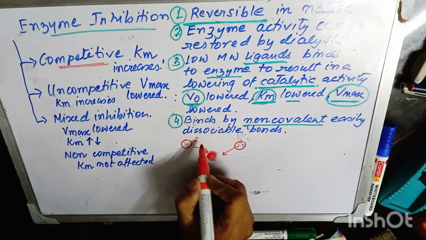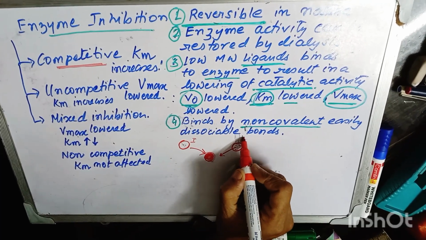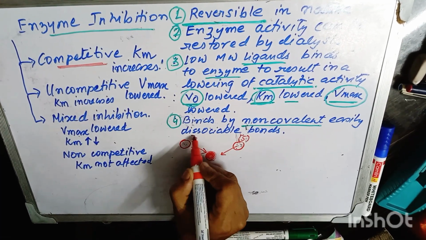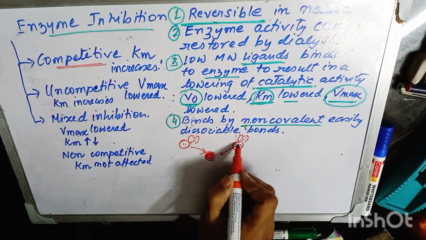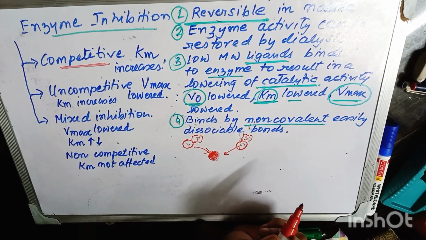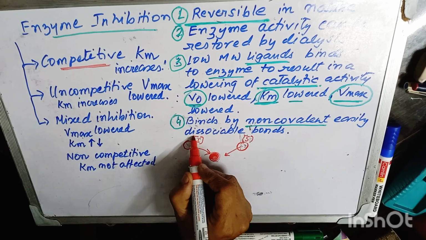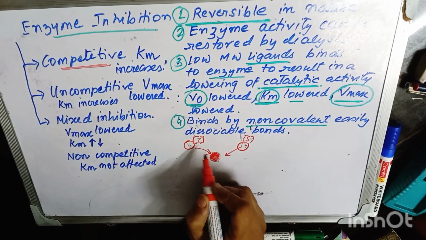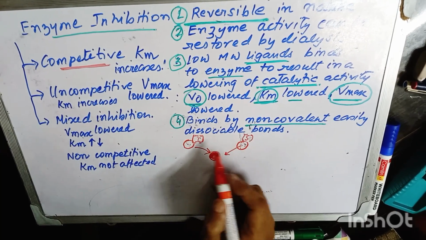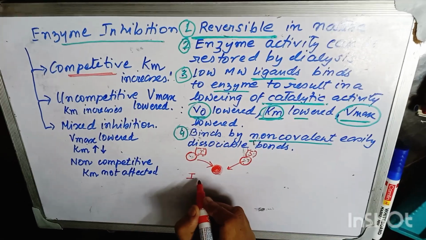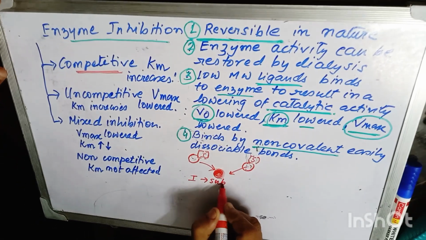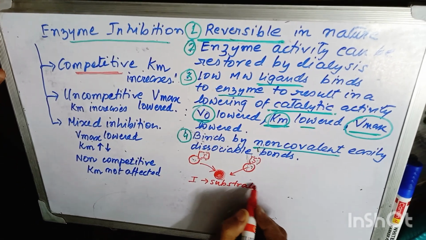Now this is the inhibitor and this is the substrate. So the inhibitor bears a very close resemblance to the structure of the substrate. It looks alike. So we say that the inhibitor is a substrate analog.